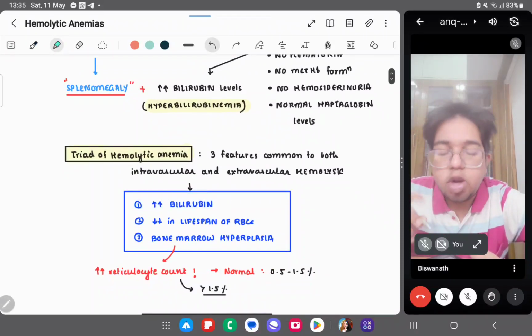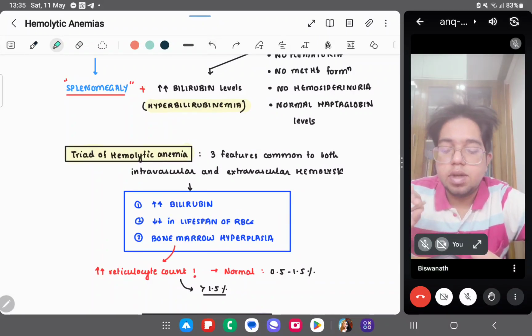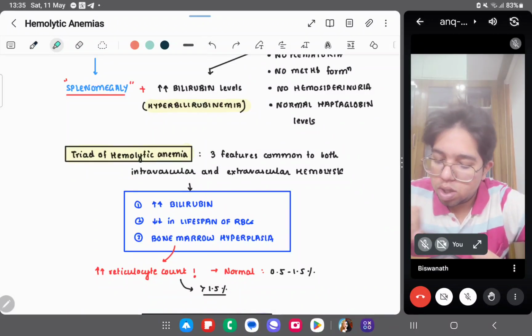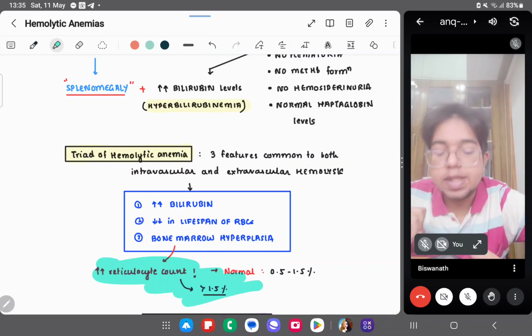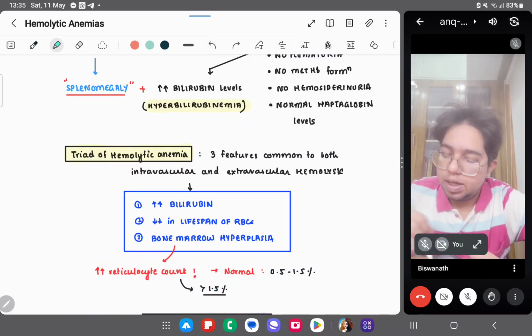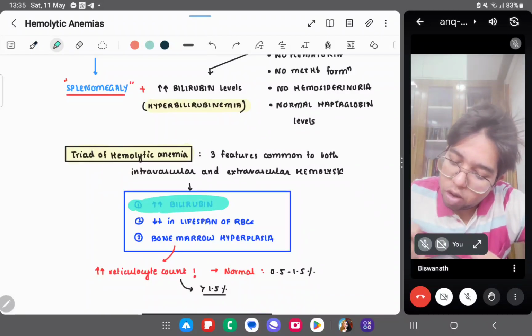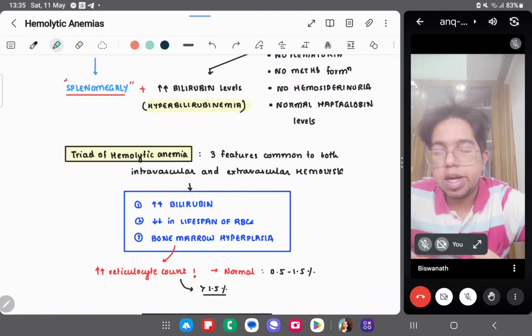That is increased bilirubin first, decreased lifespan of RBC, and bone marrow hyperplasia. Bone marrow hyperplasia means the reticulocyte count will increase more than 1.5%, which is a feature of every hemolytic anemia. So: increased bilirubin, decreased lifespan of RBC, and bone marrow hyperplasia.